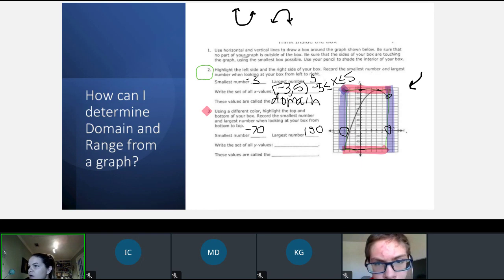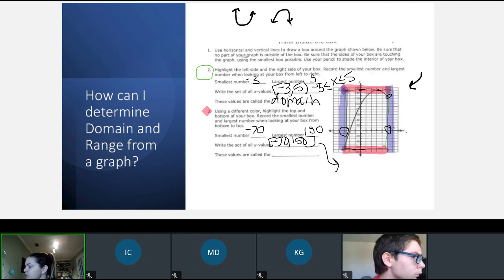So my set of y values would be from -70 to 150. If you wanted to write it in interval notation, if you'd like to write it as an inequality, you would have -70 less than or equal to y, which is less than or equal to 150. Okay, and then these are called the range. Y values, those are the range.